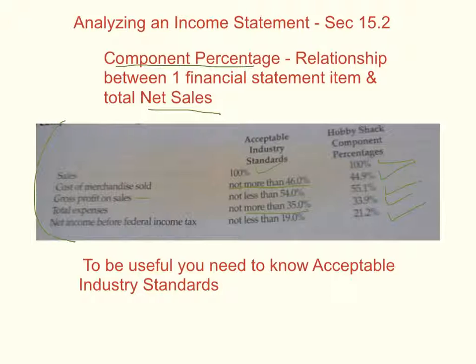So when you're determining acceptable rates and whether ratios mean anything, it's very important to look at the acceptable industry standards and compare your company's ratios to the industry. You also look at prior years and you see how ratios have changed over the years.